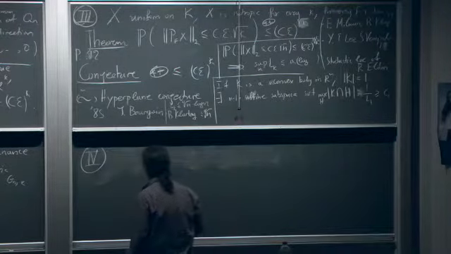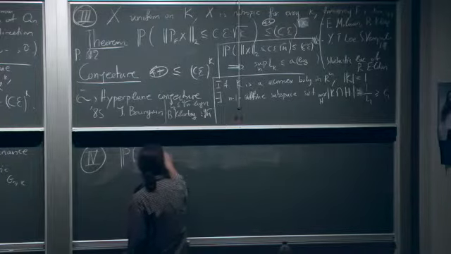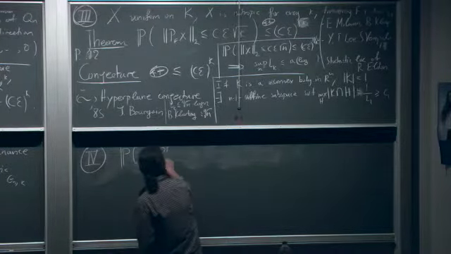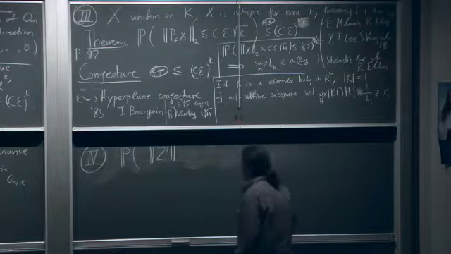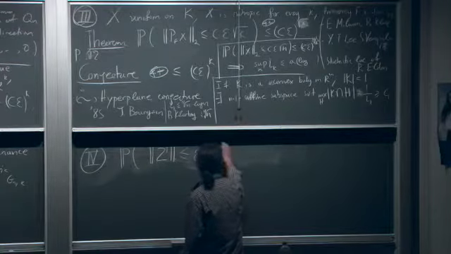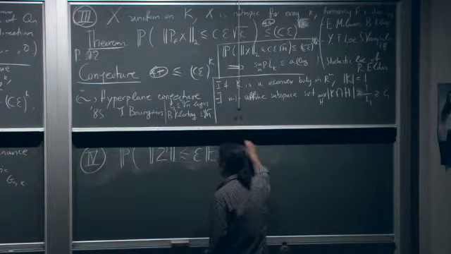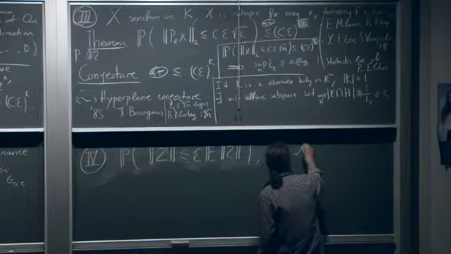So now I would like to understand what is the probability. I have some norm. I have Z, a standard Gaussian, and I would like to understand this object. So Z is normal.